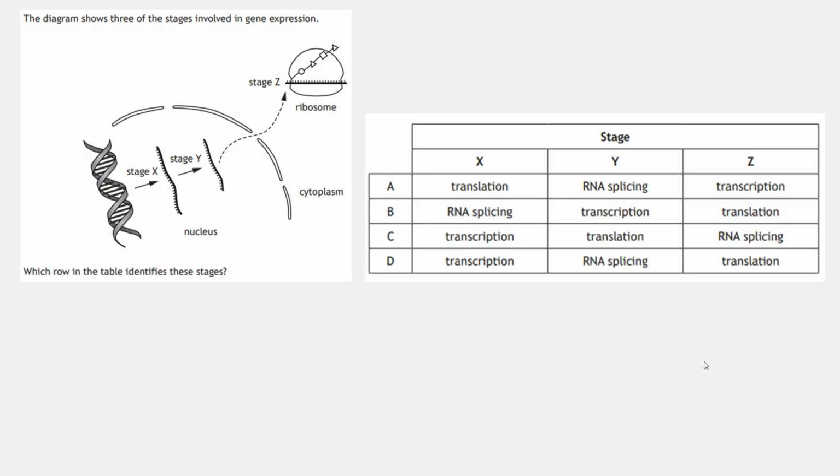Okay. So as always, let's try some past paper questions. The diagram shows 3 stages of gene expression. Which row of the table identifies these 3 stages? Pause the video, hit play when you're ready to reveal the answer.